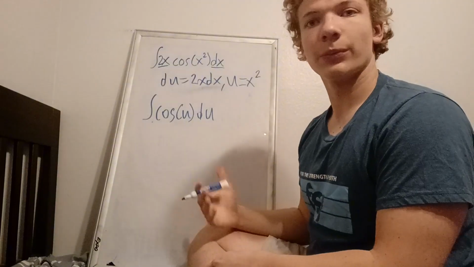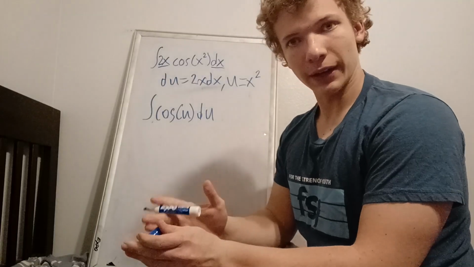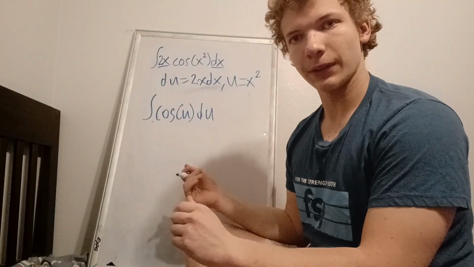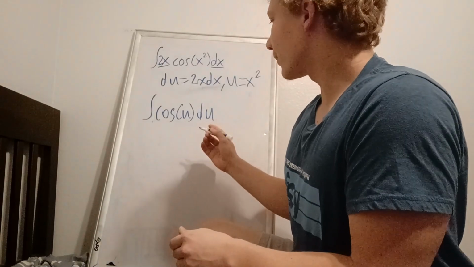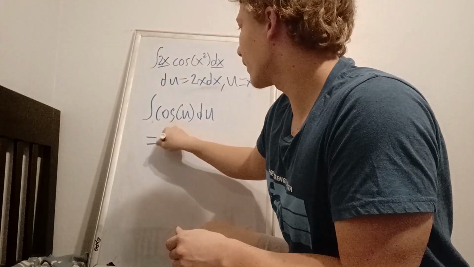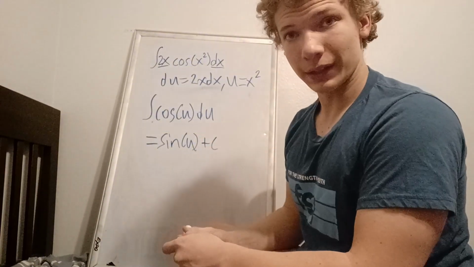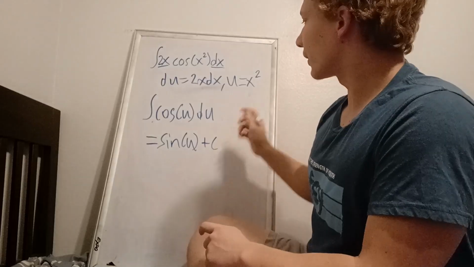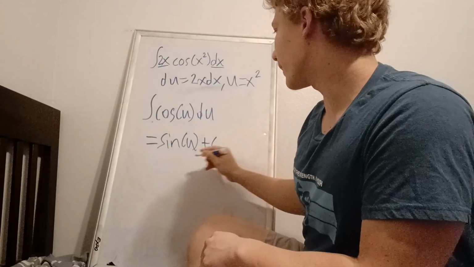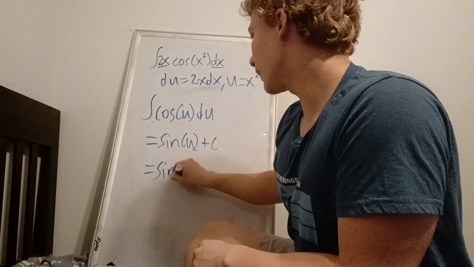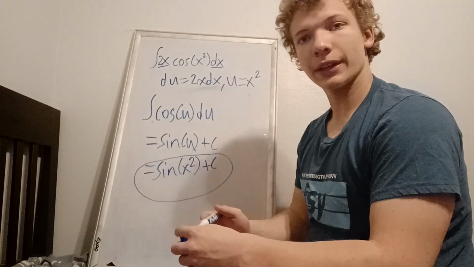Now for this integral, we should already understand how this can be possible. If the derivative of sine is cosine, and the integral is the antiderivative, going backwards from cosine, we get sine. So the integral is going to be sine of u, plus C. But we're not done because this is in terms of u, so we need to put it back into x form. u is equal to x squared, so we just plug that in. We get sine of x squared plus C, and there is our final answer.